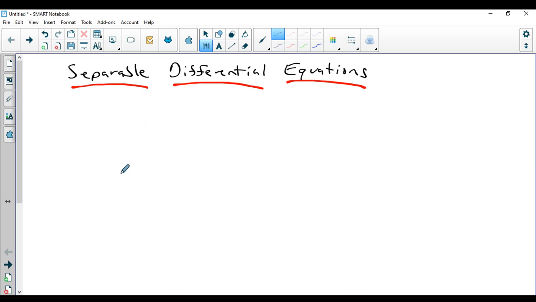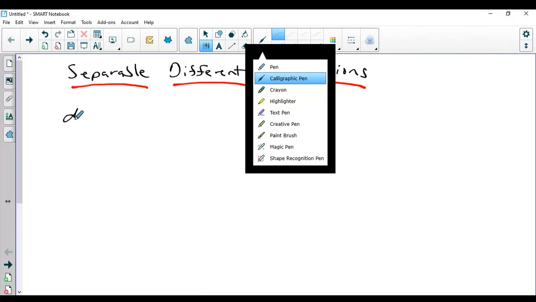All right, so we are going to do separable differential equations. So what is that? Let's start with what a differential equation is. I'm going to give you some examples. One example might be something like this: dy/dx equals 3y, all right?